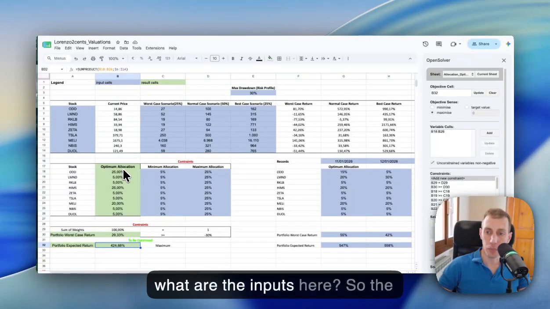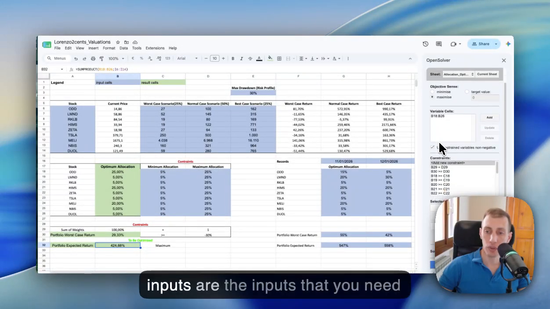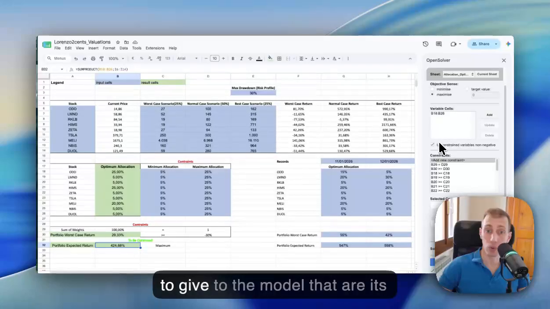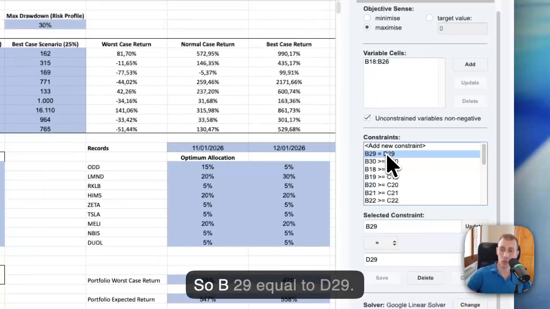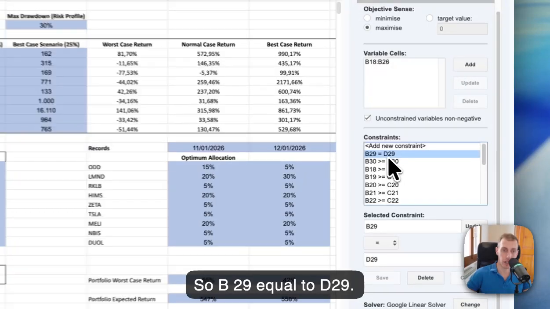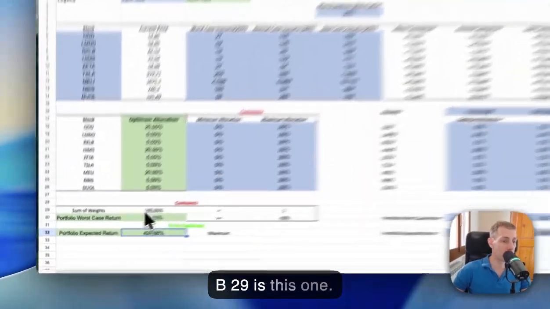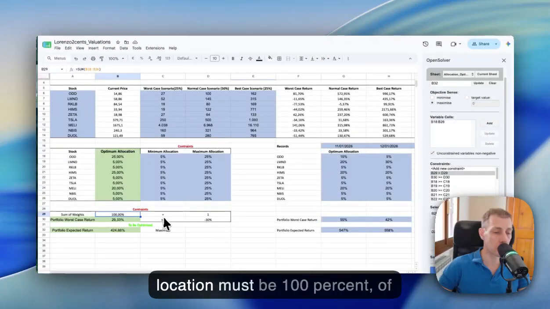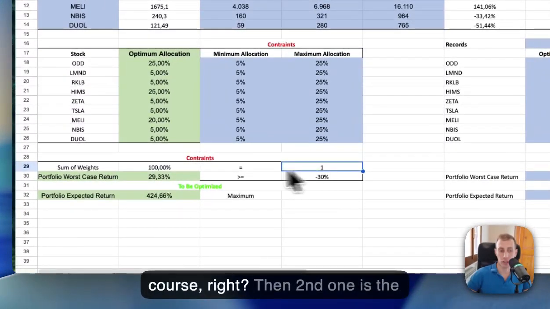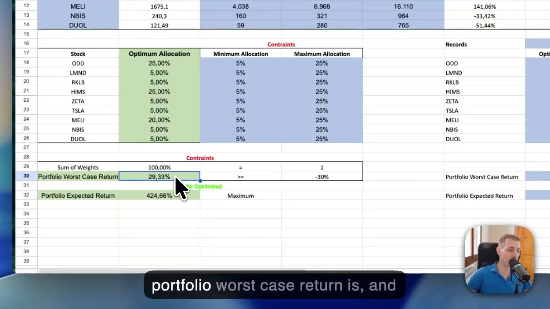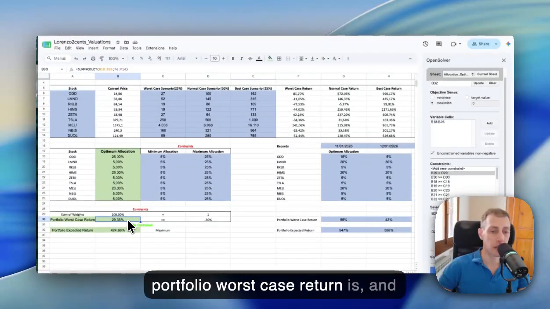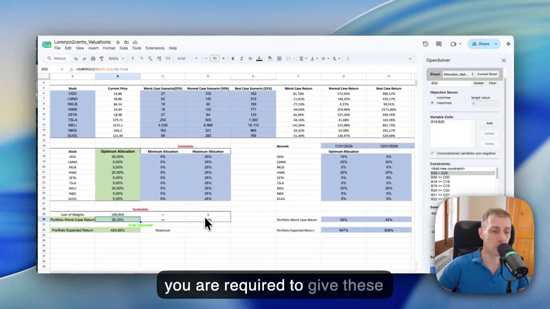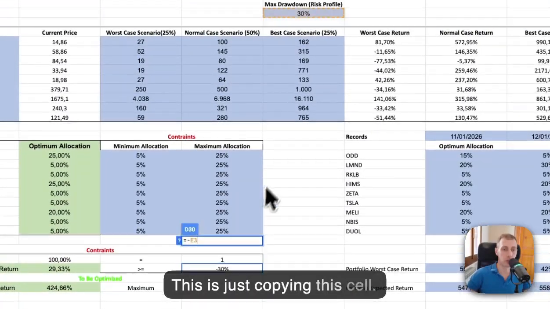So what are the inputs here? The inputs are the inputs that you need to give to the model, that are its constraints. So B29 equal to D29. B29 is this one. So the sum of weights of all the allocation must be 100%, of course, right? Then the second one is the portfolio worst case return, and you are required to give these inputs. This is just copying this cell.